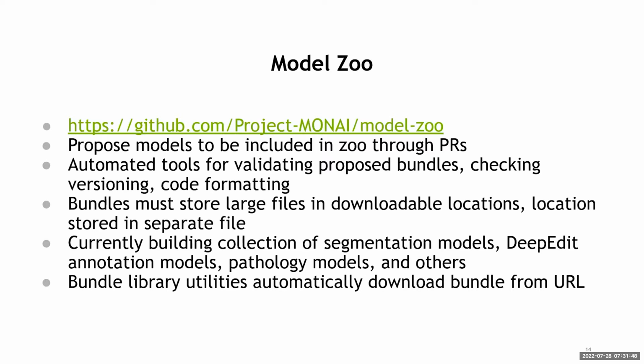But the idea is that we're going to have just this repository for storing the bundles that we want to make public, and have our automatic tools for validating that these are correct, but also have automatic tools for downloading them as well. So the bundle library that comes with MONAI includes routines for downloading directly from the zoo by name. So the things that we store there, we can then refer to automatically and be able to then load and use dynamically at runtime without having to manually download things and unpackage them and figure out how to use them. So as I say, we're building a collection of segmentation models for deep edit and other MONAI label applications, pathology models, and there'll be others coming very soon.